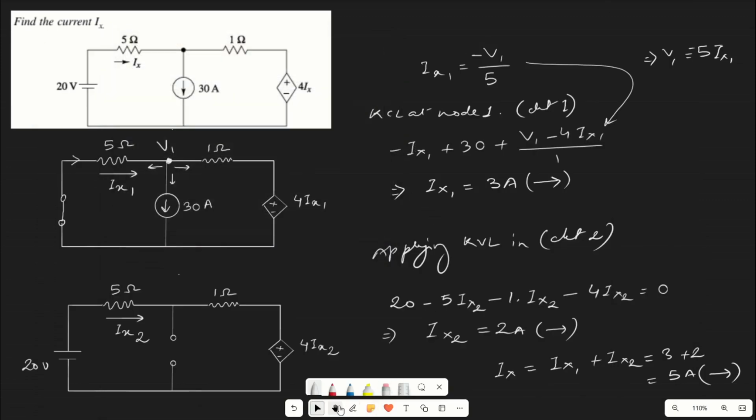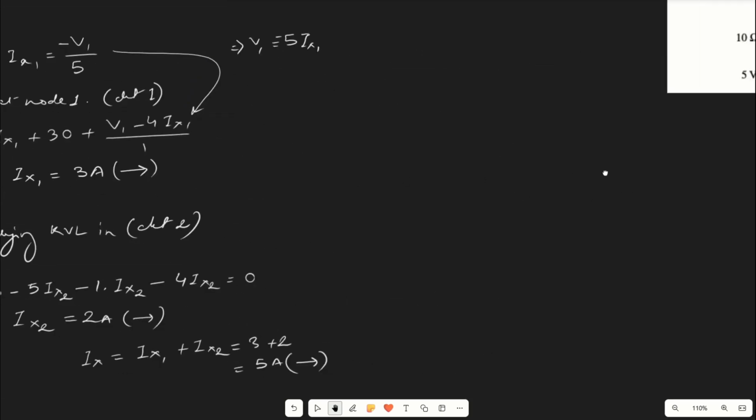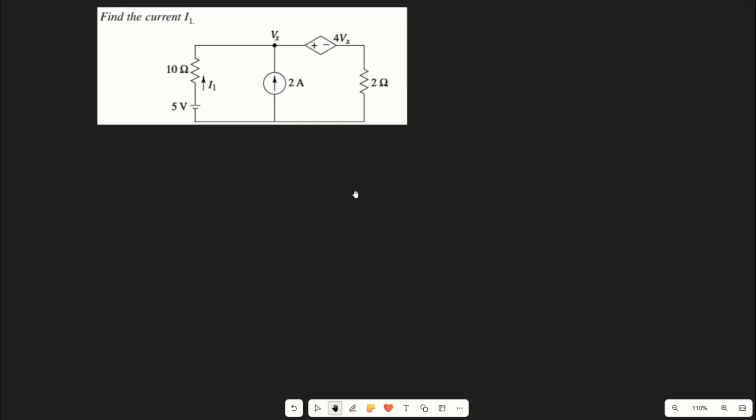Let us quickly consider another example. Let's see how we can solve this example. Here also we have two sources and one dependent source.